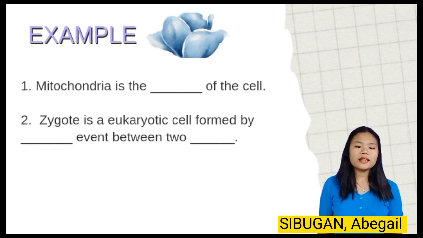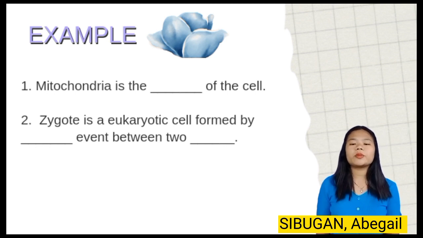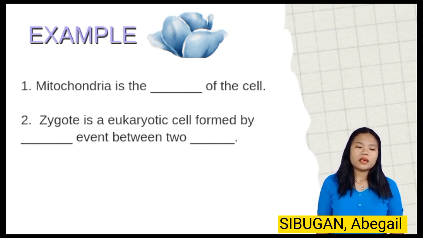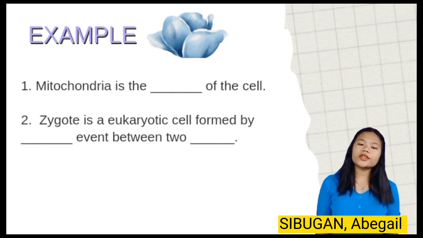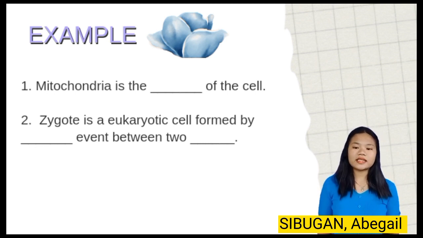The second example is: "Zygote is a eukaryotic cell formed by a blank event between two blanks." We have two blanks here. The answer in the first blank is fertilization and in the second blank is gametes. So, a zygote is a eukaryotic cell formed by a fertilization event between two gametes.